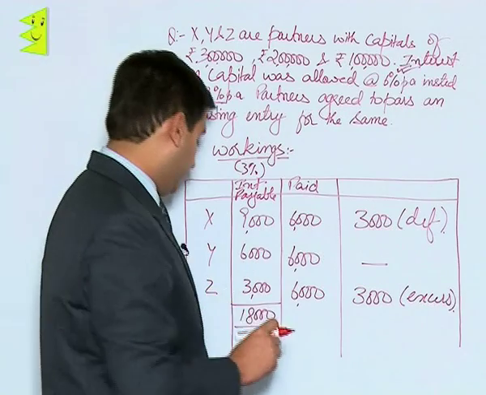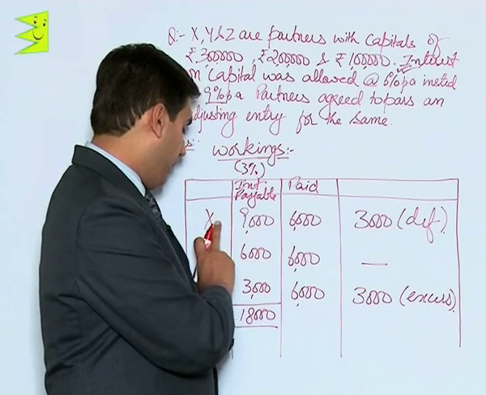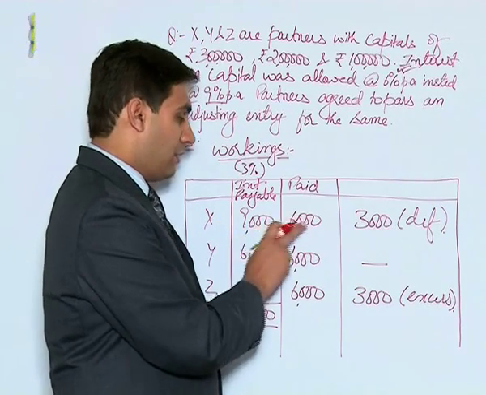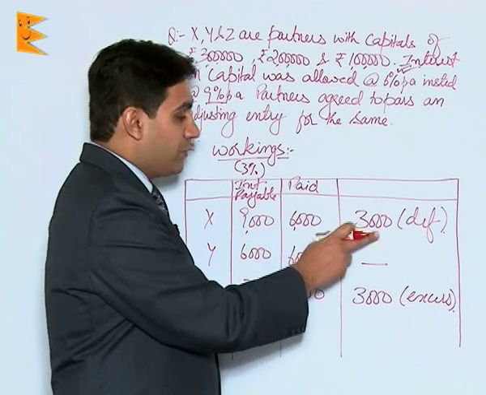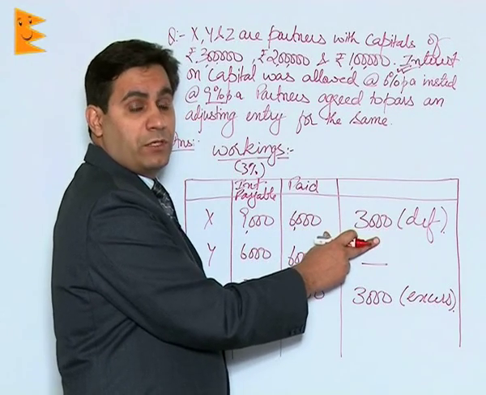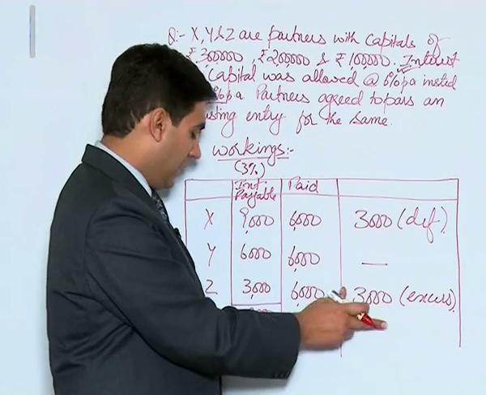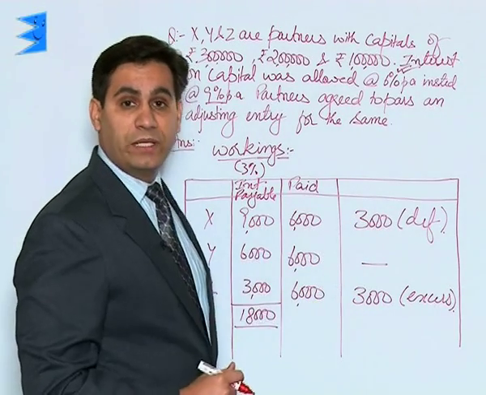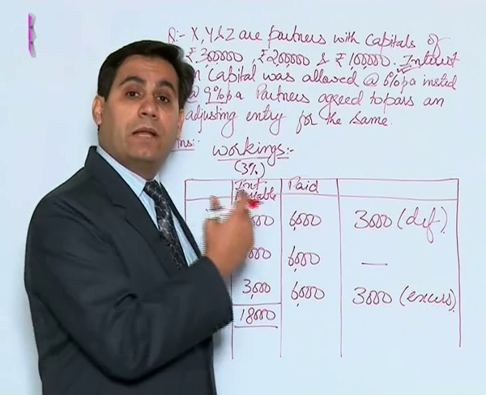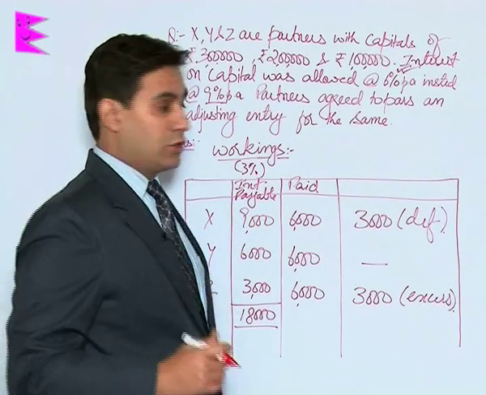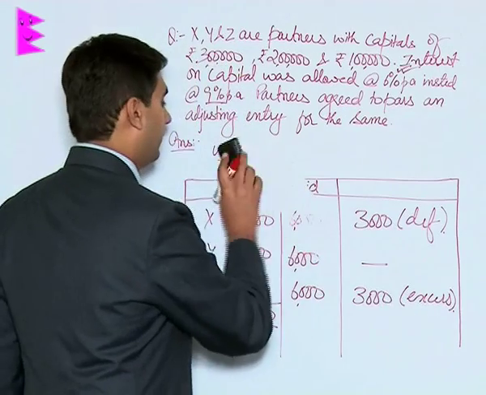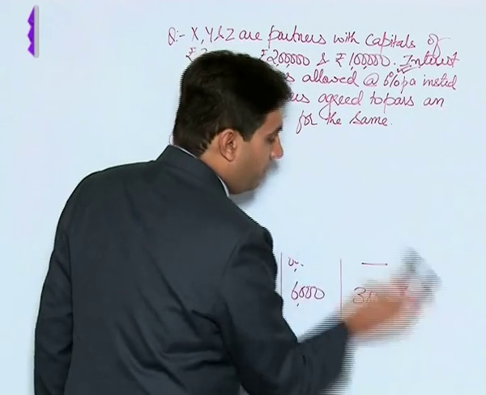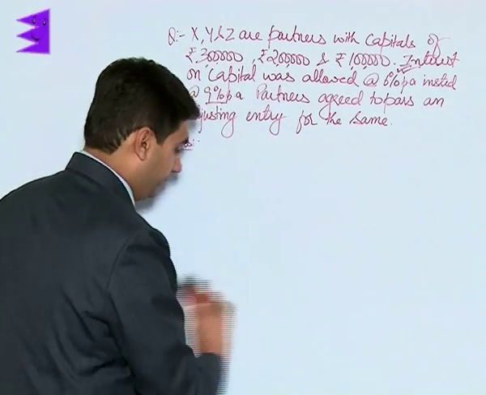So now students, we have already paid X 6,000, which means still 3,000 is payable to him, and this 3,000 would be recoverable or would be recovered from Z. So the adjusting entry should be recovered from Z and paid to X. So let us pass the journal entry. Again remember, proper format has to be drawn.